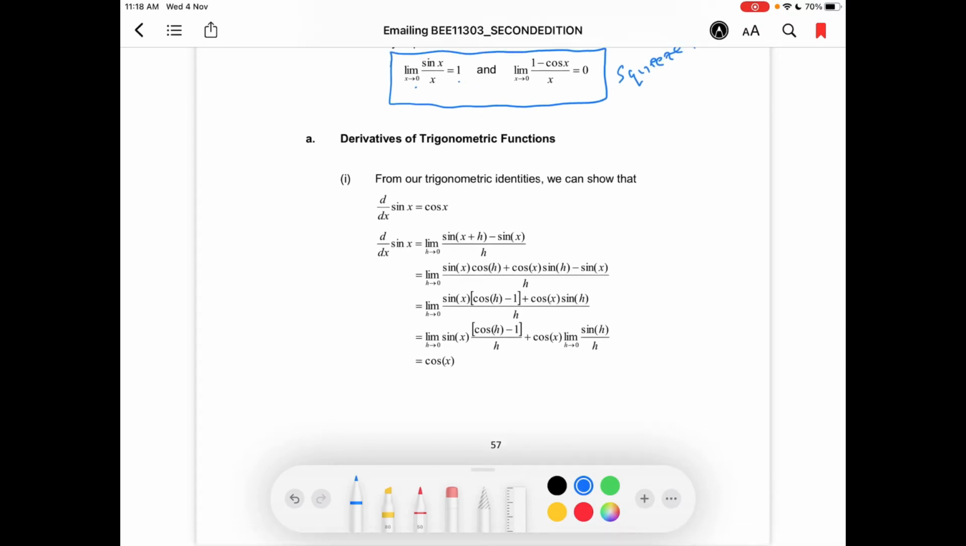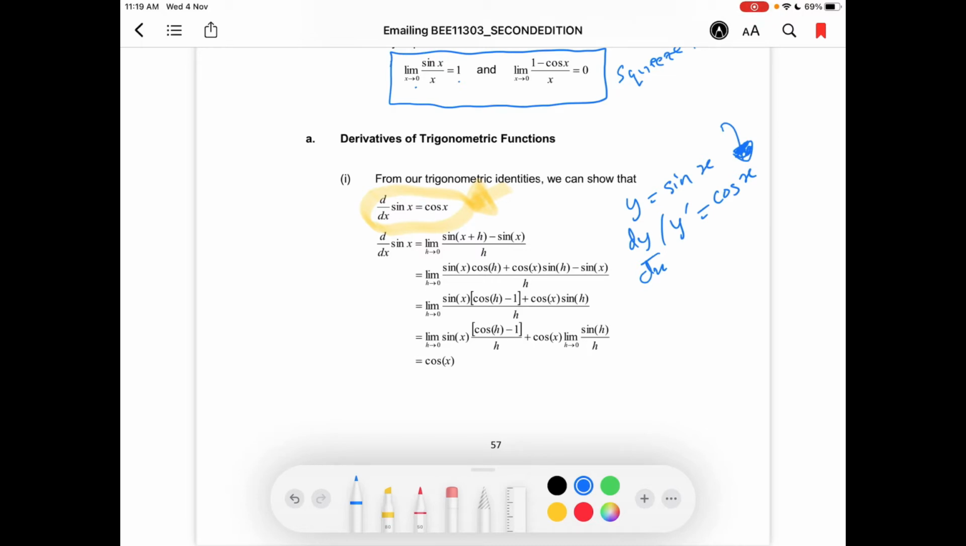If you can recall your previous learning from your previous institution, from previous schools, when you differentiate sine x, you will get cos x. So for example, if you have y equals sine x, you know that dy over dx, or y prime, is equal to cos x. But how come differentiating sine x gives you cos x? How can we derive this? Where does this come from?